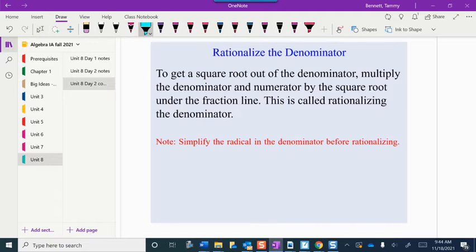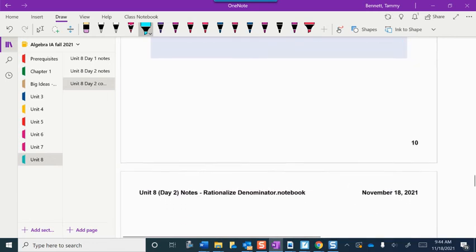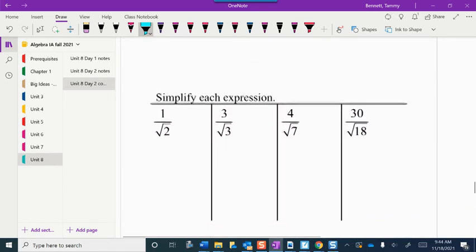Notes, an easier way: if you can simplify the radical in the denominator, do that first before rationalizing. All right, let's look at an example. The first one, if I have 1 over the square root of 2, I can't leave the square root of 2 in the denominator. So I'm going to multiply the top and bottom by the square root of 2, by whatever is in the denominator, the radical in the denominator.